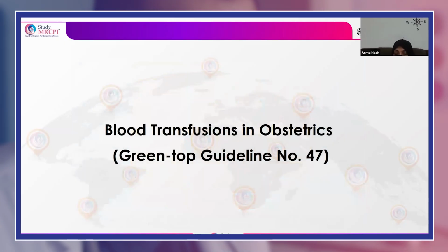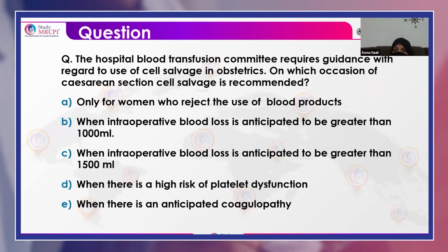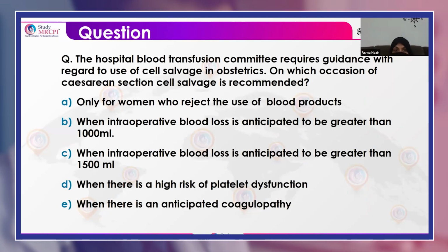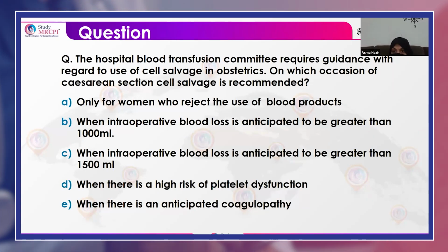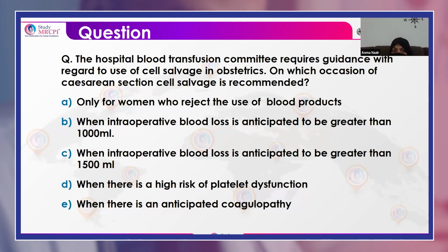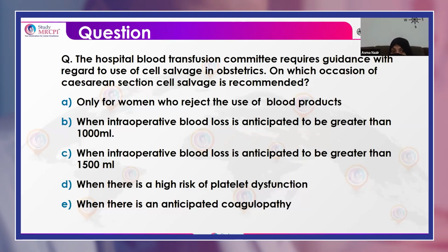Now, blood transfusion in obstetrics, this is also a very important topic. A few of the questions regarding it. The first question is that the hospital blood transfusion committee requires guidance with regard to the use of cell salvage in obstetrics. On which occasion of the cesarean section is cell salvage recommended? Option A, only for the women who reject the use of blood products.